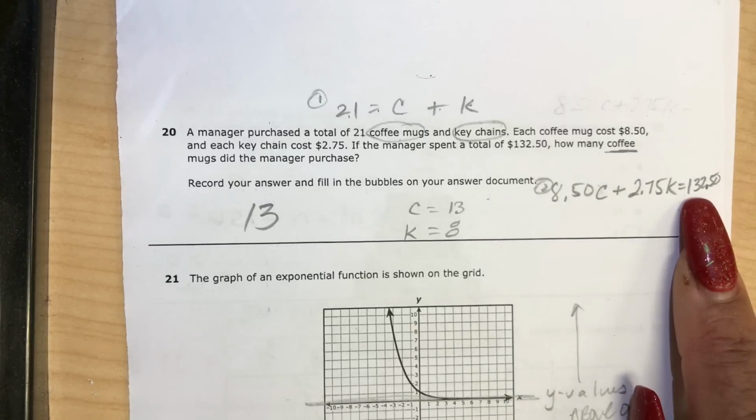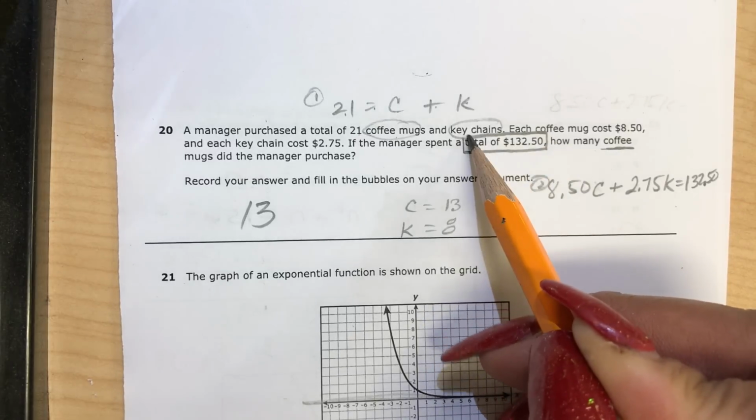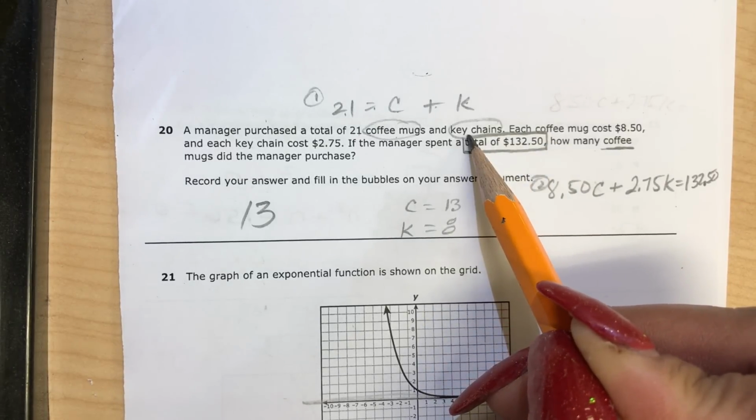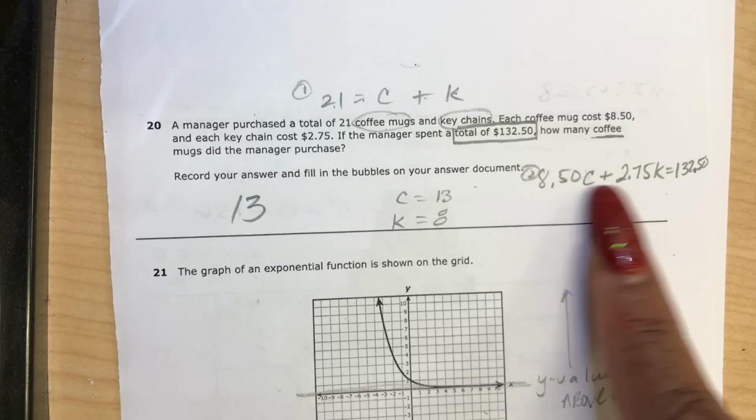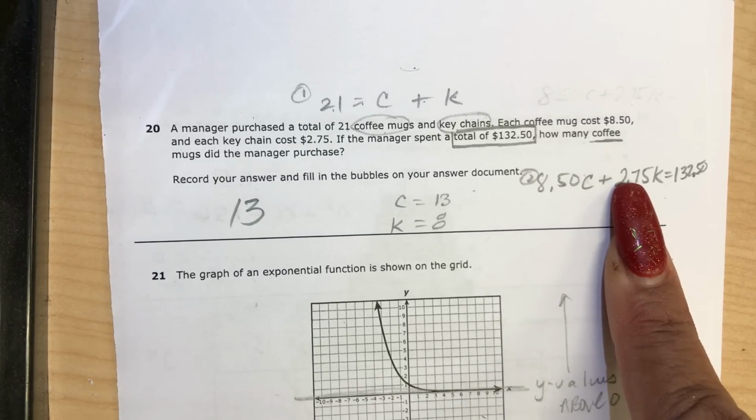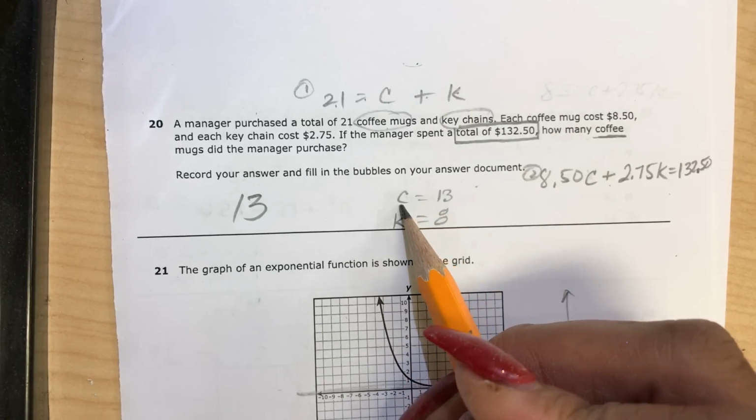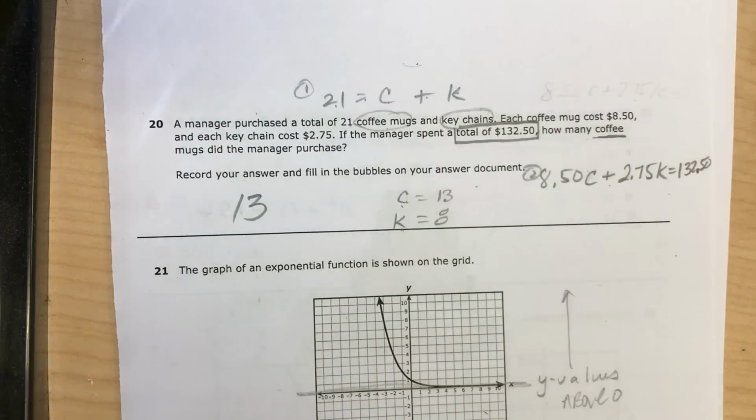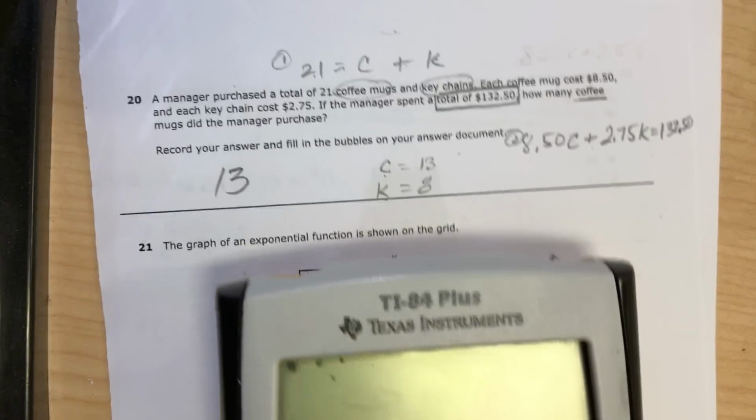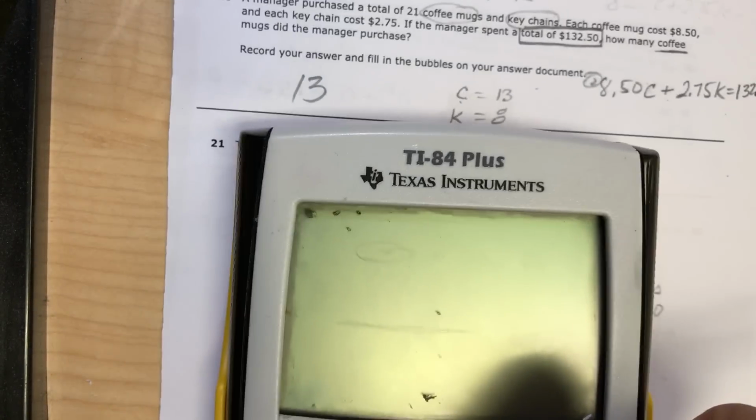Now, the 132.5 comes from right here because it says that the total is $132.50. So you put the money, the total, in with the equation that talks about money. Now I have two equations and I need to figure out C and K, C standing for coffee mugs and K standing for keychains. So now here's a calculator method that will actually help you to solve a system, because that's what this is.